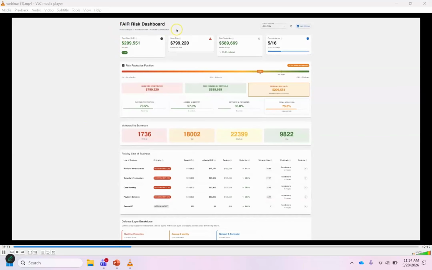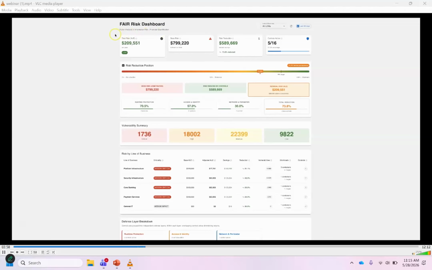The core equation is simple. Annual loss expectancy equals loss event frequency multiplied by the loss magnitude, reduced by the Aqua controls you have in place. Loss event frequency is how often a bad thing is likely to happen in a year. Loss magnitude is what it costs you when it does. Controls are what reduces that. Everything in this dashboard is a different cut of that equation.